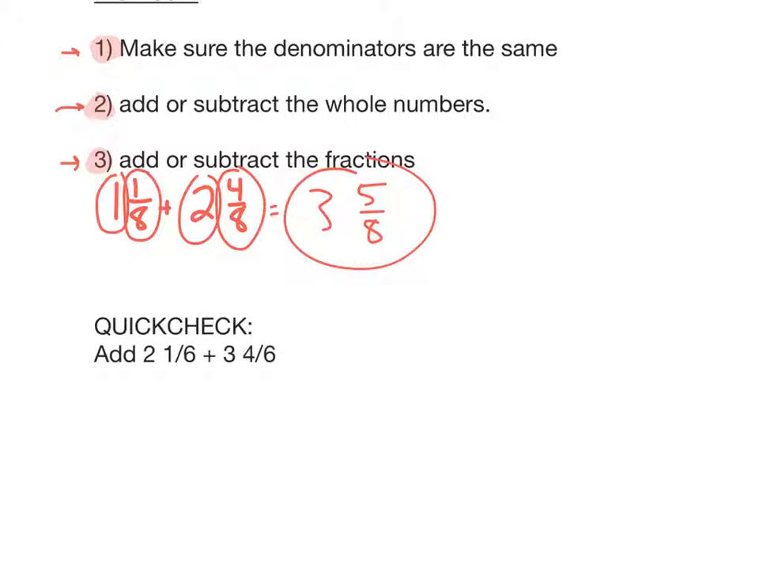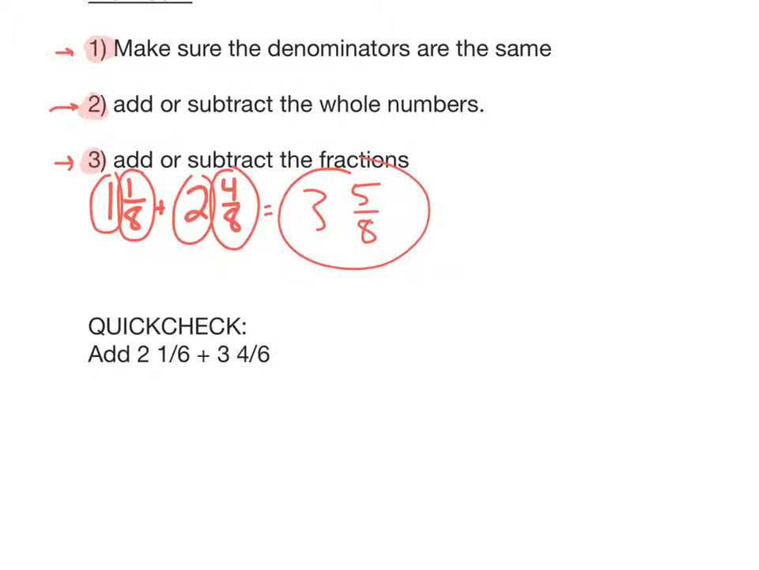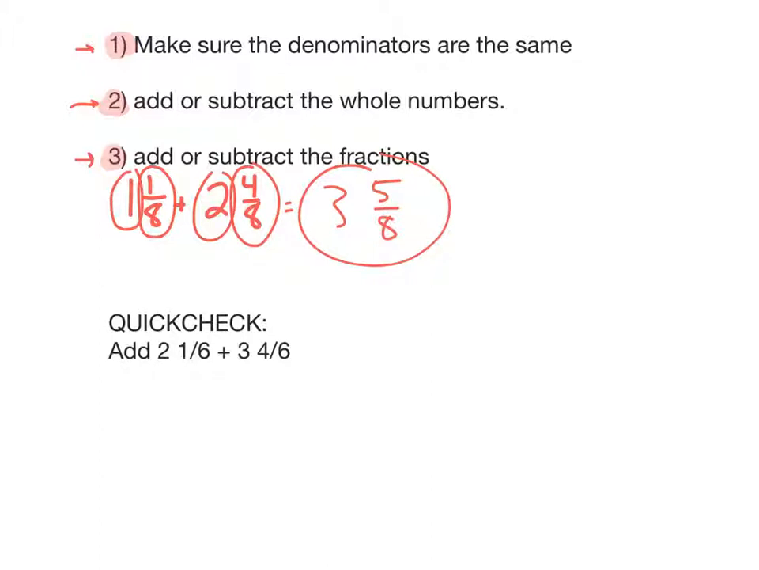Alright, so you're ready to do a quick check. Go ahead and add those up. Use either method. Add 2 1/6 plus 3 4/6, and then be ready to move on to do your 10 marks.